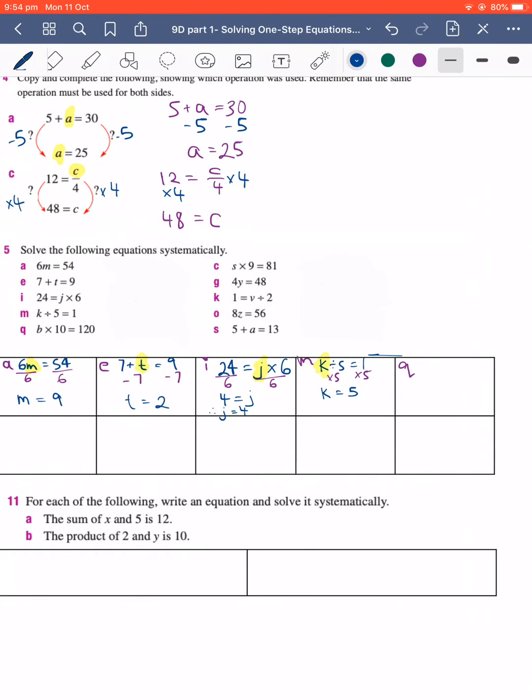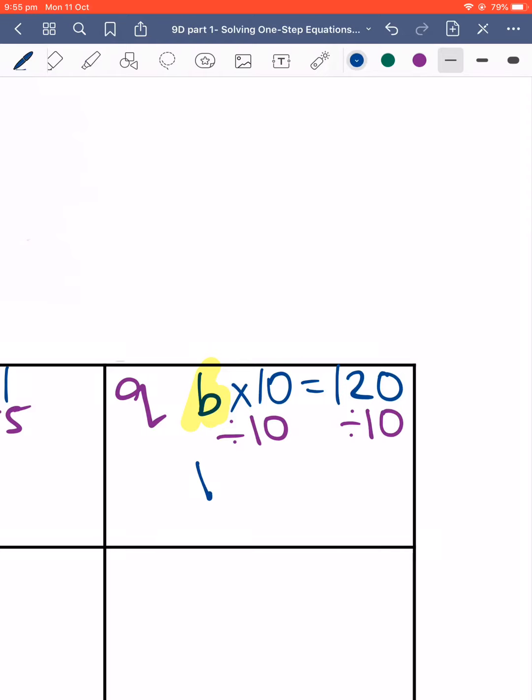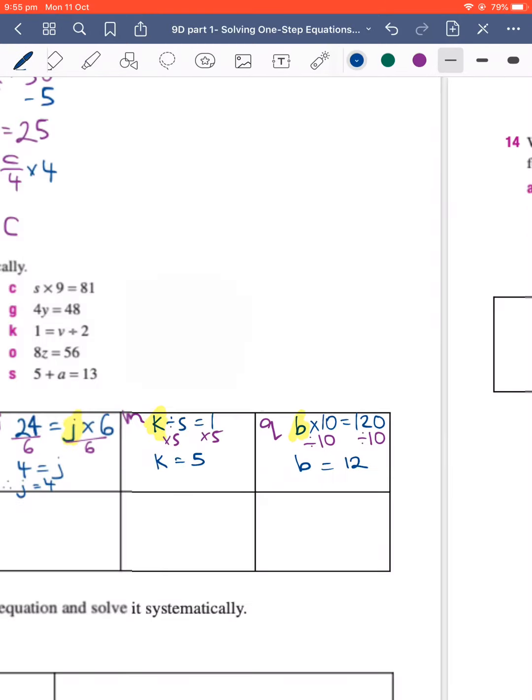Last one for our group A students. We have b multiplied by 10 gives 120. So again, remember these are all one-step equations. We are looking at a process and following it every single time. So I've got my pronumeral, and because I'm multiplying by 10, I'm going to need to do the reverse operation, which means I am going to be dividing by 10, and what I do to one side, I do to the other side as well. So b times 10 divided by 10, I end up just with b, because these two cancel each other out. And then 120 divided by 10 gives me 12.